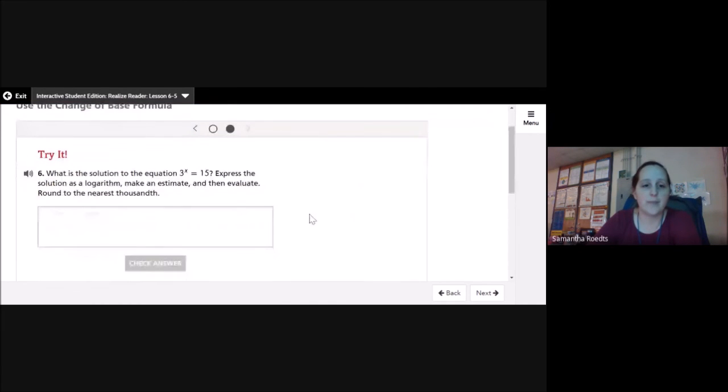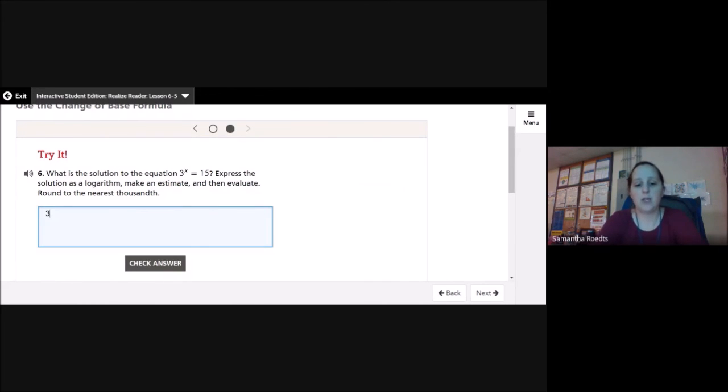All right, so let's try it. What is the solution to the equation 3 to the x equals 15? Express the solution as a logarithm, make an estimate, and then evaluate, rounding to the nearest thousandth. So we know that 3 times 5 gives us 15. 3 squared is 9. 3 cubed is 27. So it's going to be somewhere between 2 and 3.